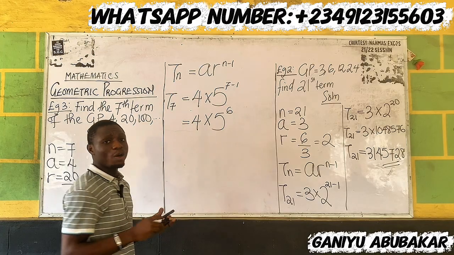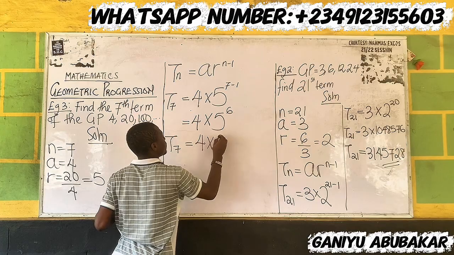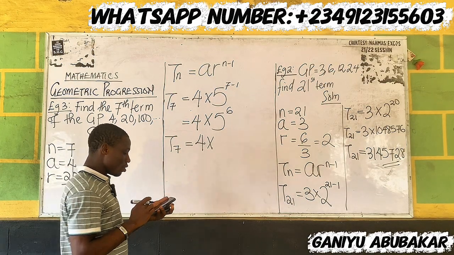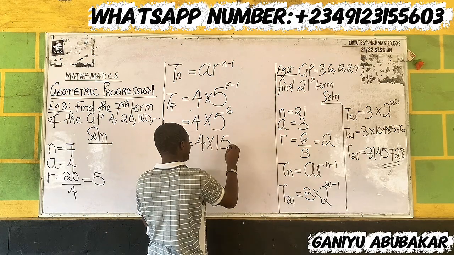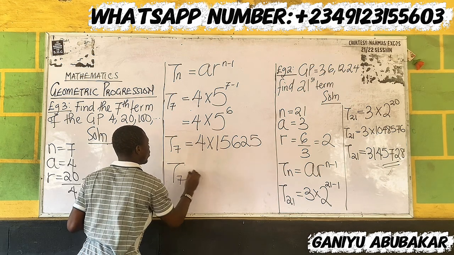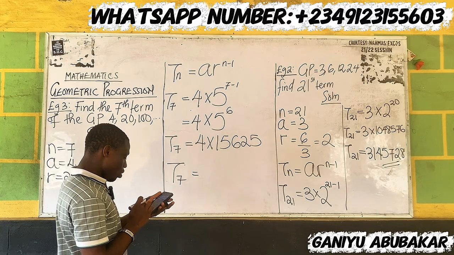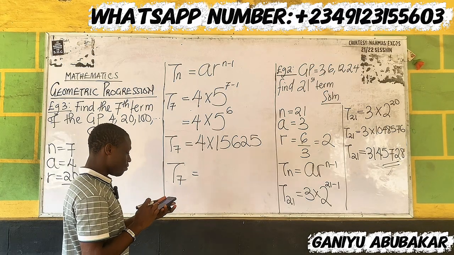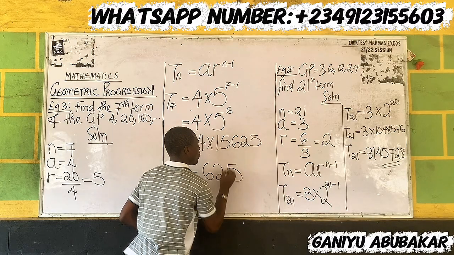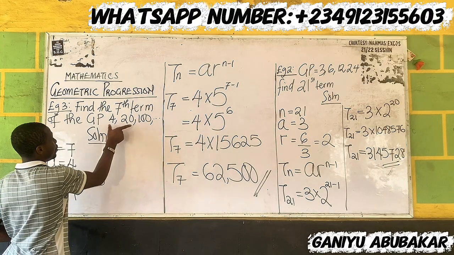So the seventh term of this GP equals 4 times 5 to the power of 6. 5 to the power of 6 gives you 15,625. Multiply these together, it means that the seventh term of this GP will be equal in value to 4 times 15,625. That gives you 62,500. So this is the value for the seventh term of this given GP.